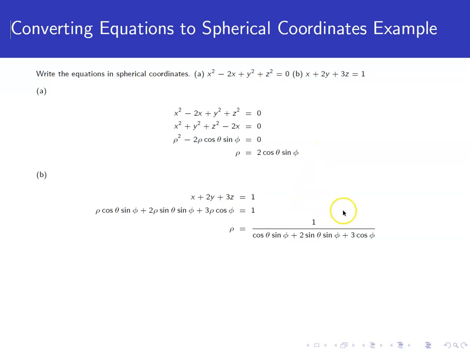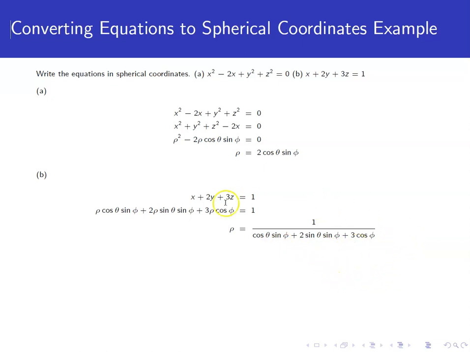Contrast this with part B, where we're being asked to rewrite the plane x plus 2y plus 3z equals 1. We plug in our three conversions for x, for y, and for z. And we notice we can factor out a rho out of each of those. So to solve for rho as a function of theta and phi, we can divide through and get rho is equal to 1 over cosine theta sine phi, plus 2 sine theta sine phi, and then plus 3 cosine phi.